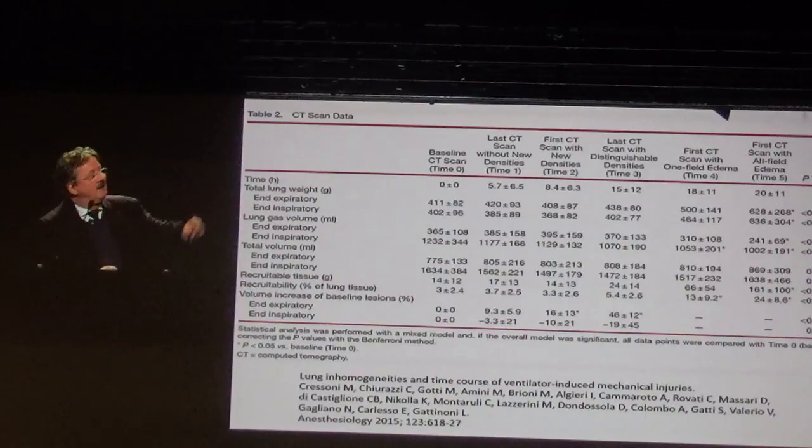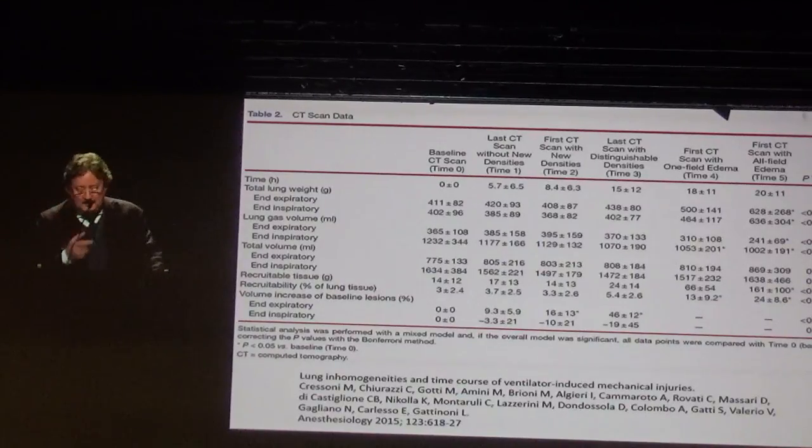Just to make you aware, this study has been carefully performed by doing CT scans in well-defined time frames. And as you can see here, the first CT scan was without densities, and roughly 3 hours later, the first density using double of the total lung capacity as tidal ventilation ended up in these changes.